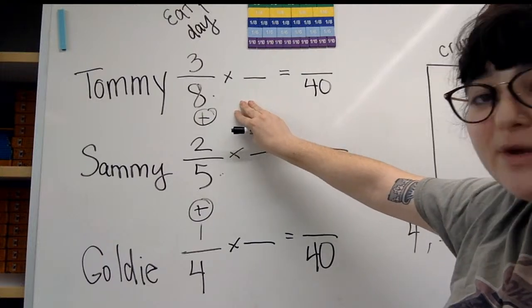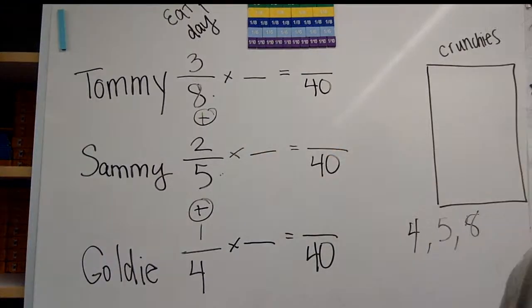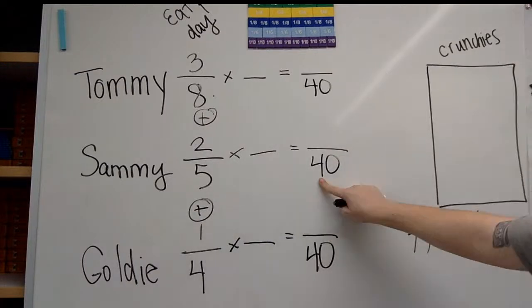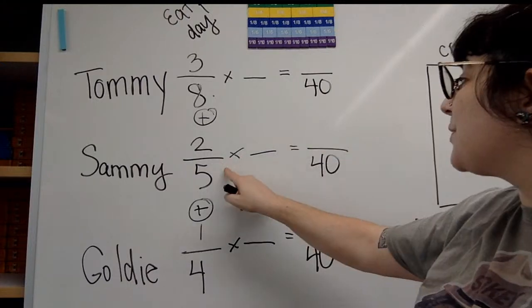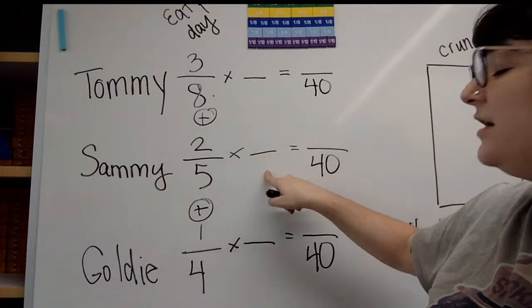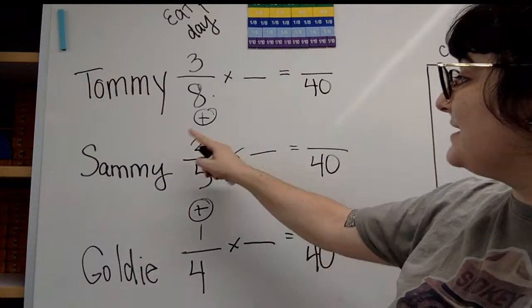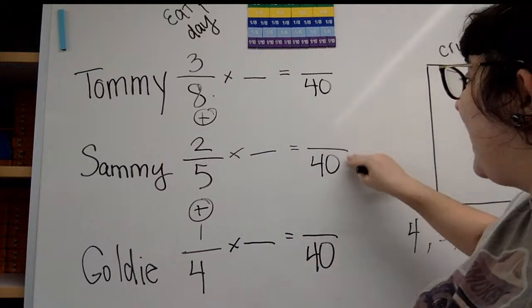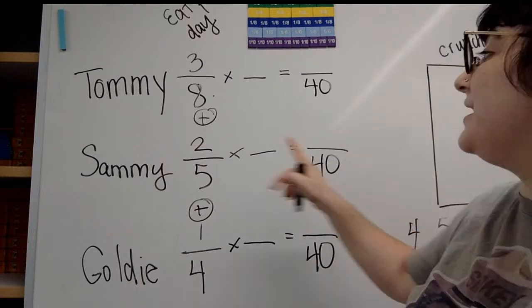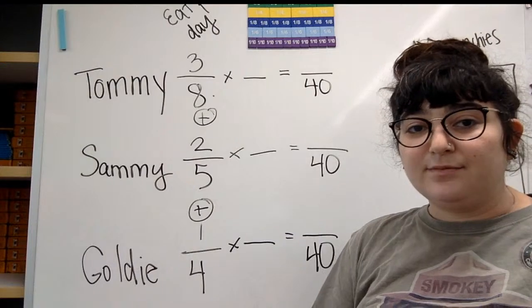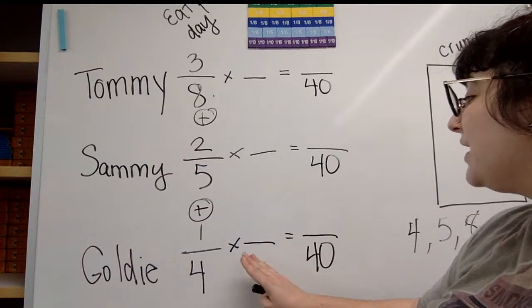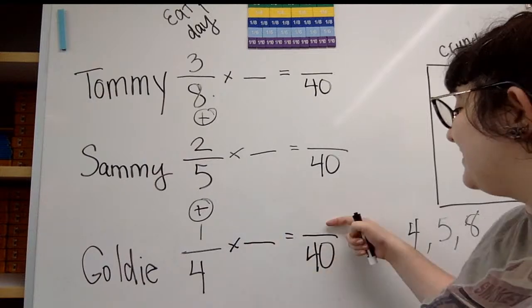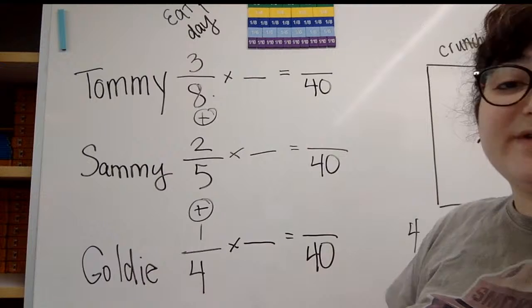It is still going to be equivalent to 3/8 when we're done. Just like with Sammy, even though we're converting it to a common denominator, because we're multiplying it by an equivalent of 1, in essence, nothing's going to change. This fraction at the end is going to be equivalent to 2/5. Similarly with Goldie, we are only multiplying it by 1 so that this number is going to be equivalent to 1/4.